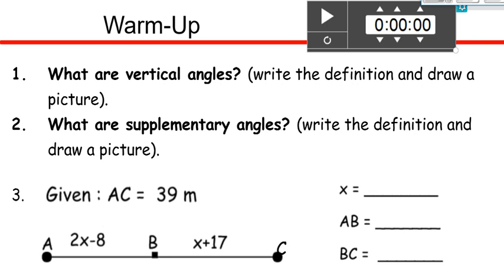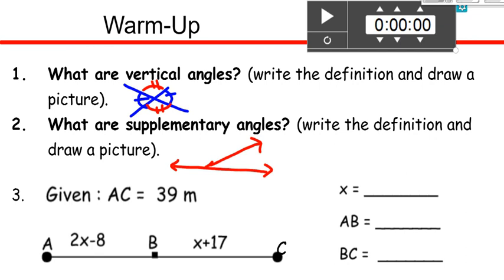Okay, vertical angles, as you know, are angles created when two lines intersect. They are the angles that are opposite from each other and they are congruent. So those are vertical angles, and these are also vertical angles. Supplementary angles are angles that add up to 180 degrees, or you could also call them a linear pair.